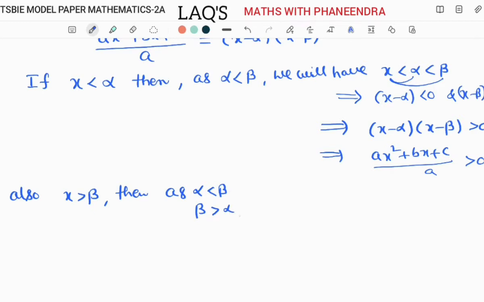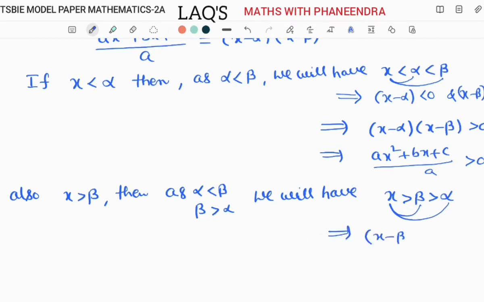Alpha is less than beta, or beta is greater than alpha. We will have x is greater than beta and beta is greater than alpha. So from this, x minus beta is greater than 0 and x minus alpha is also greater than 0. The product of two things is greater than 0, no? So that implies that x minus beta into x minus alpha is greater than 0.